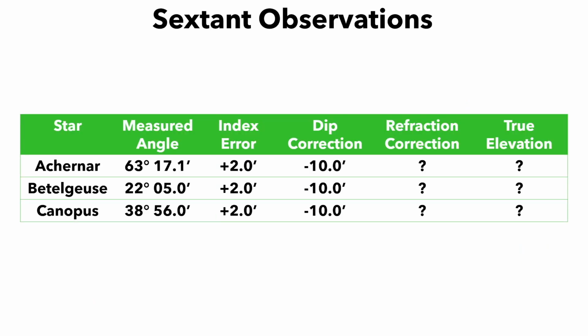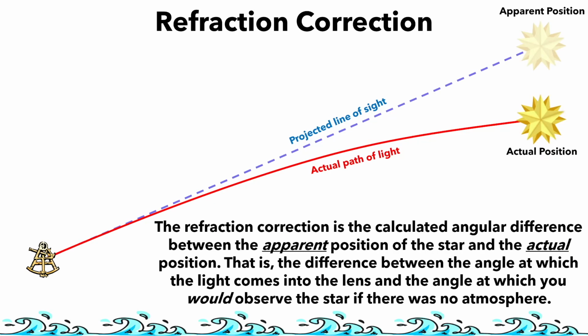Okay, almost done. So the next correction we need to make is for refraction. So now that we've corrected for horizon dip, the angle we measured with the sextant is now relative to horizontal. But we still need to correct for the fact that the light from the star has also traveled through our atmosphere to reach our eye. Now, the fact that there is a refraction adjustment at all is a little bit of a problem for my opponent because he's of the opinion that an angle requires two straight lines.